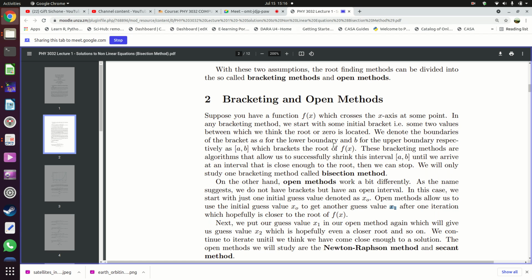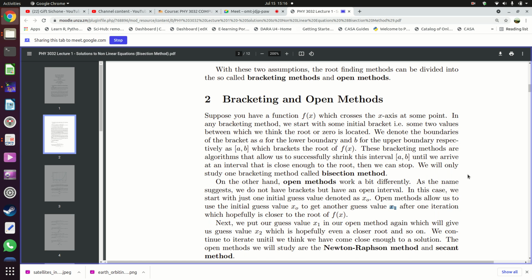Then you get your x1, you put it back again, then you get x2. Then you get x2, you put it back in the open method, you get x3. Then you get x3, you put it back, you get x4. Then you get x4, you put it back, you get x5. So it works like that. You have got some value, you put it in the open method, and you keep on repeating this whole thing.